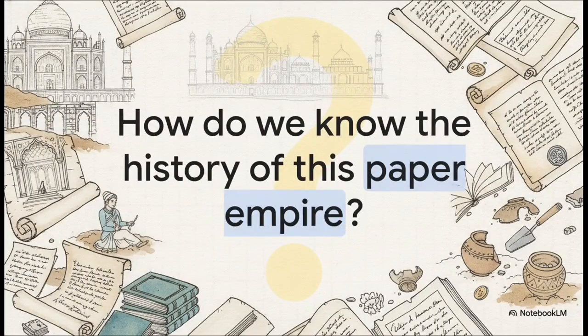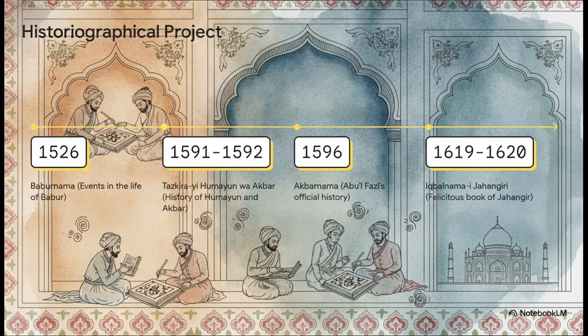This clash between wild European rumors and hard physical archaeology raises a really fascinating point. How do we actually know the true history of this era? Pulling the camera all the way back, the answer actually lies in a massive paper empire. The Mughals meticulously documented their world through extensive administrative records and court chronicles. Let's see how this builds across generations.